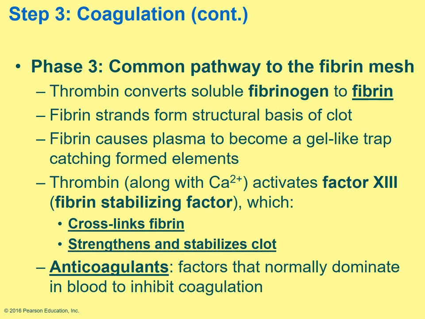Phase 3 is where the thrombin is going to convert fibrinogen to fibrin. So it's a cascade process that has to occur in this order. The fibrin is going to help form that net to enclose the gel and form that trap, if you will, form that clot.